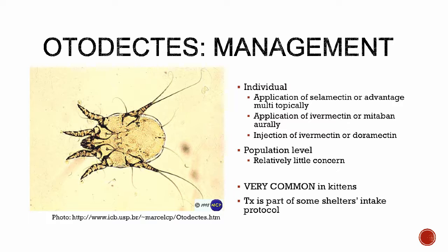Yes? So we get a lot of transfers because we're an actual rescue instead of a shelter. So we'll get a lot of transfers from the shelters. If we're looking at records from the shelters and they've used a different product, but we put Revolution on everybody that comes in, is it okay if they've already had something within the 30-day period to just start Revolution as well as the intake, or should we wait for 30 days?